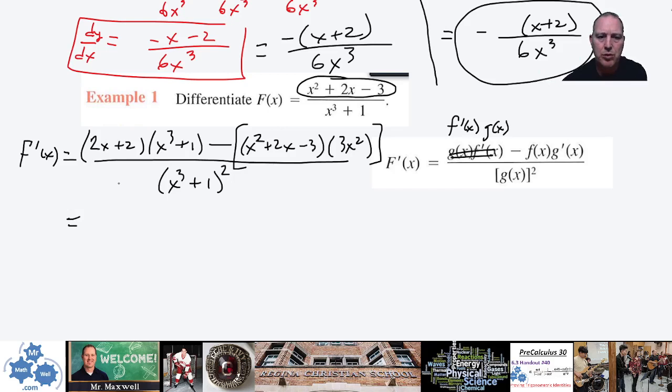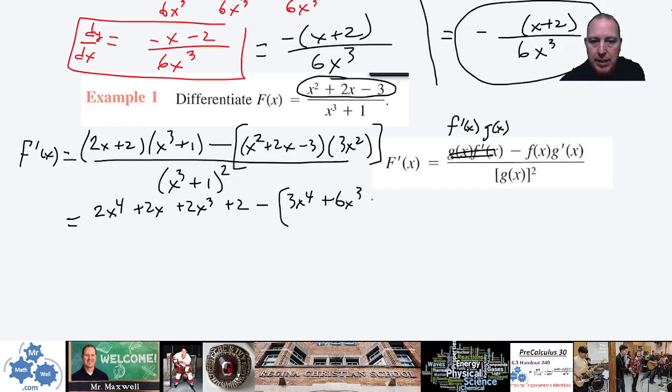Well, we could do some multiplying, I guess. So this is going to be 2x to the 4 plus 2x, I'm distributing here, plus 2x cubed plus 2, minus... What's going to be happening in here? Well, this is going to be 3x to the 4, and it's going to be plus 6x cubed minus 9x squared, okay, all over x cubed plus 1 squared.